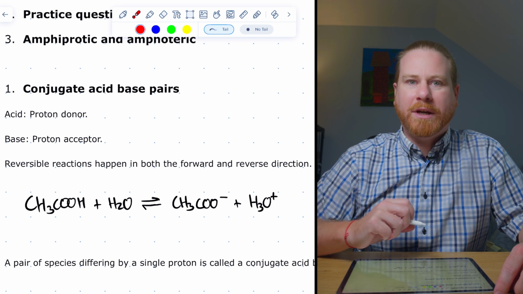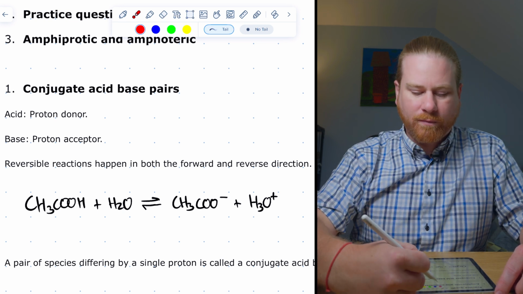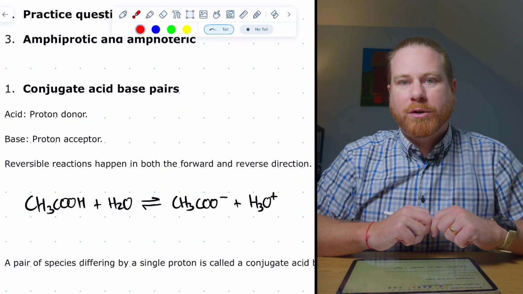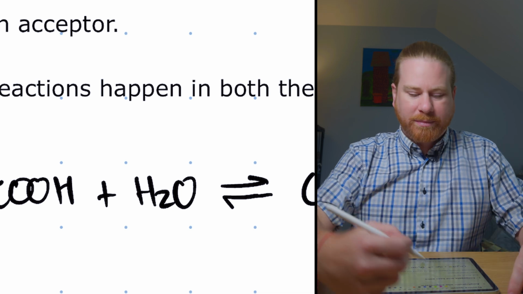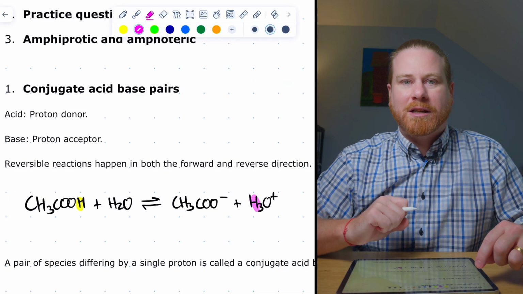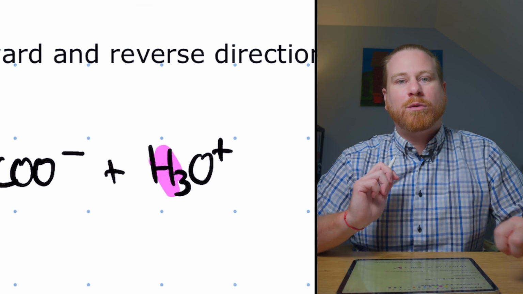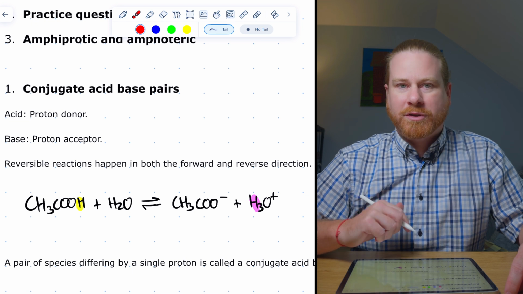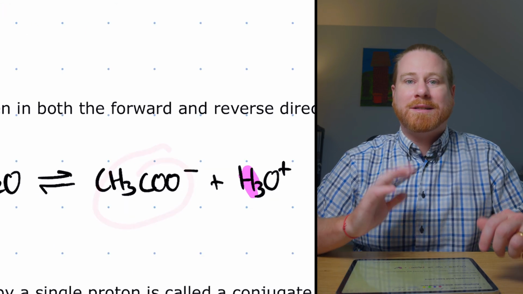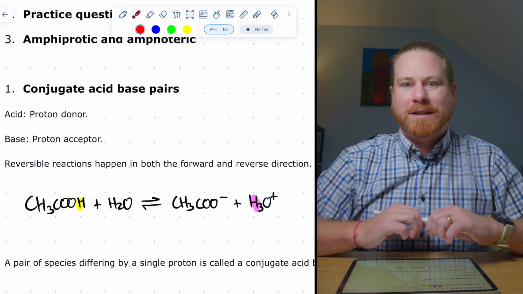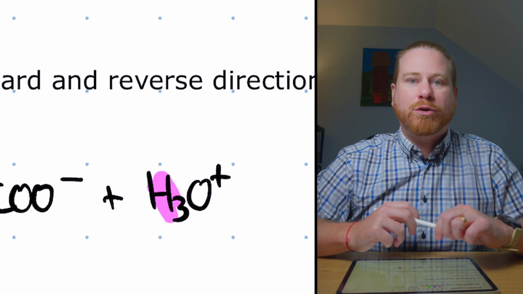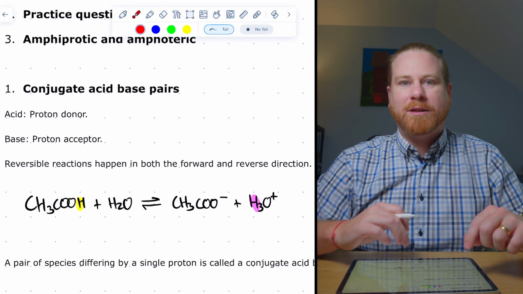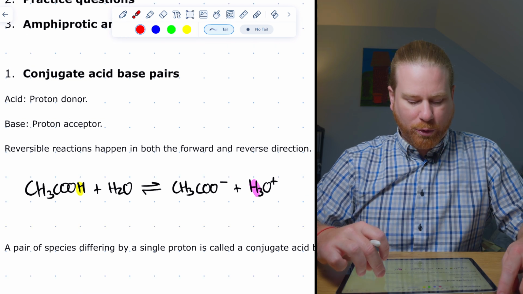Okay, so in the forward reaction, the ethanoic acid is acting like an acid, as it is donating a proton, and water is acting like a base, because it has accepted that proton. However, as this is a reversible reaction, if we go the other way, then the opposite is true. So in this case, the ethanoate ion is accepting that proton and is therefore acting as a base, and the hydronium ion is acting like an acid. And everything is kind of linked together, paired together via a proton.